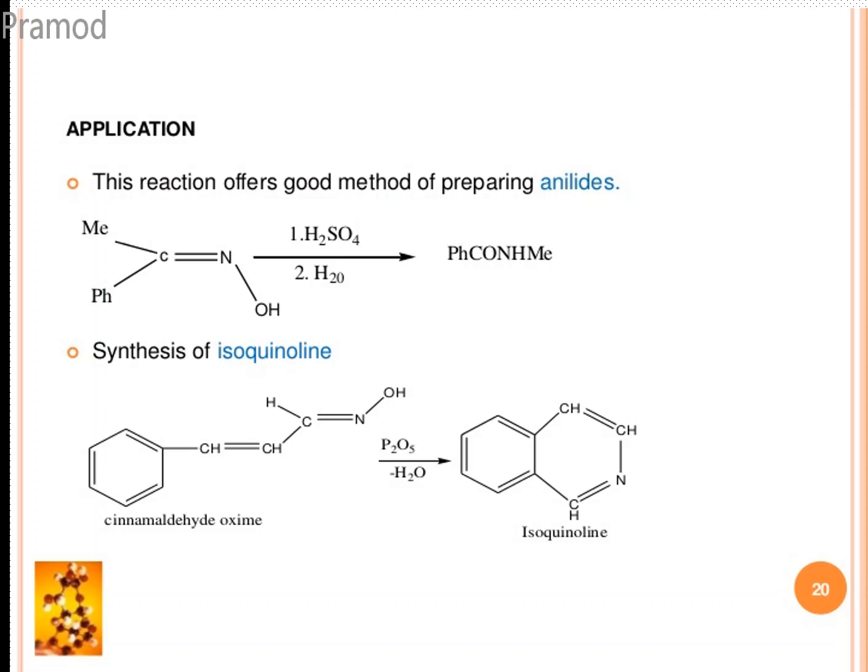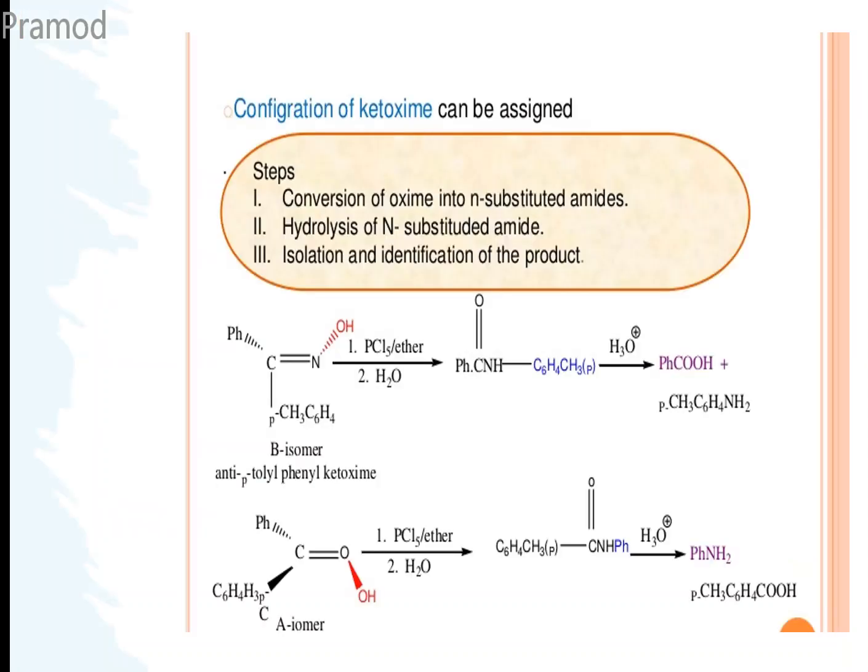It is cinnamaldehyde oxime. So what happens? The group which is para to this migrates, and you get your isoquinoline molecule. Next, the configuration is assigned. As we said, only trans migration takes place, which can be further converted into your amides and amine.